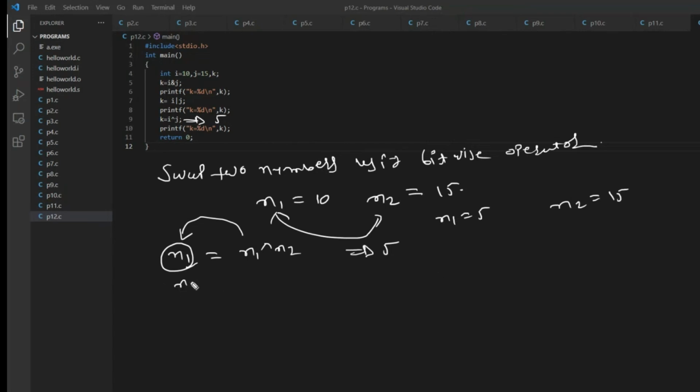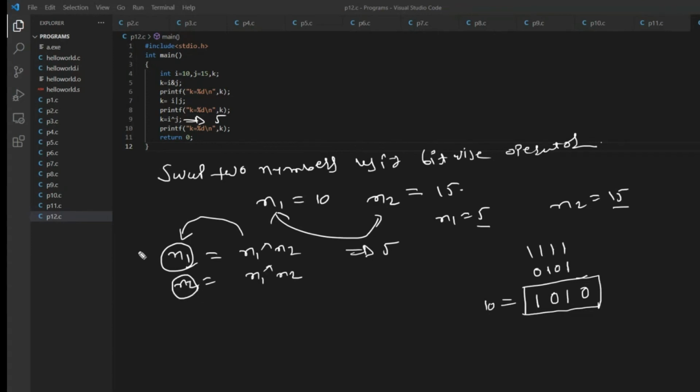And then I will do n2 is equal to n1 XOR n2. Now what is 5 XOR 15? 15 is 1 1 1 1 and 5 is 0 1 0 1. So 1 XOR 1 is 0, 1 XOR 0 is 1, 1 XOR 1 is 0, and here 1. So my output is 10, which will be stored into n2. So my n1 is 5 and n2 is 10.